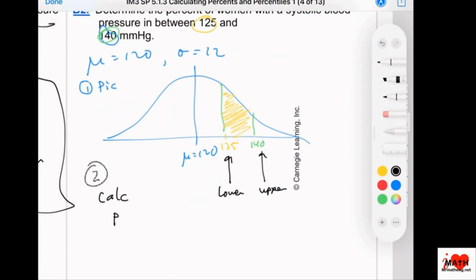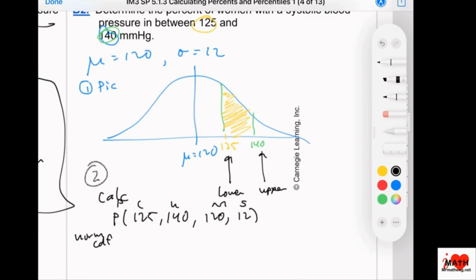You could put the calculator commands in there if you wanted to. So my plums: my lower was 125, upper 140, mean of 120, standard deviation 12. And that should say norm CDF.